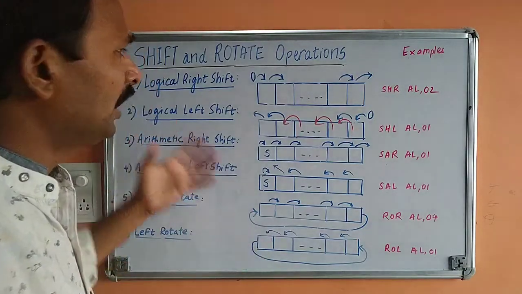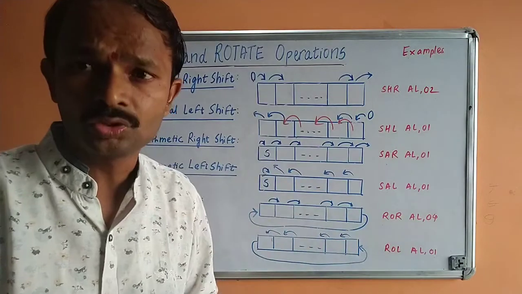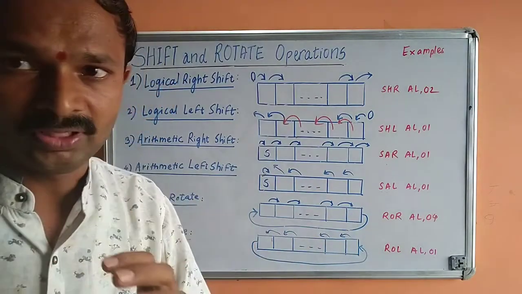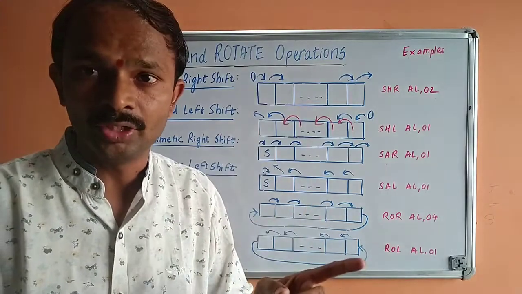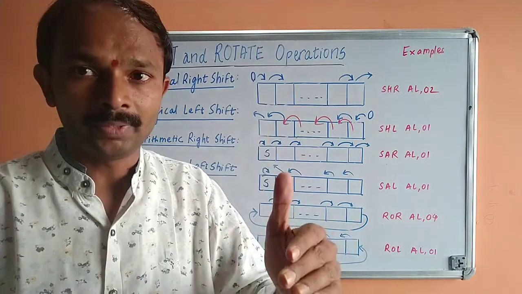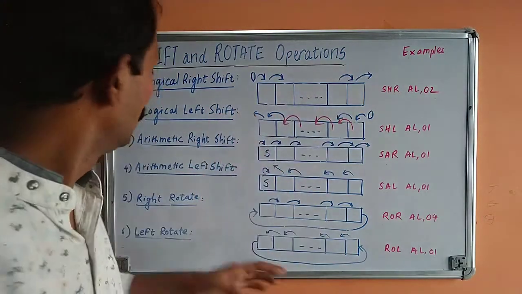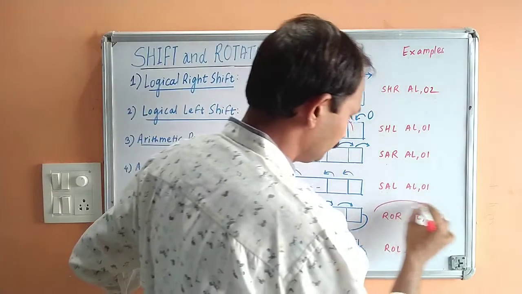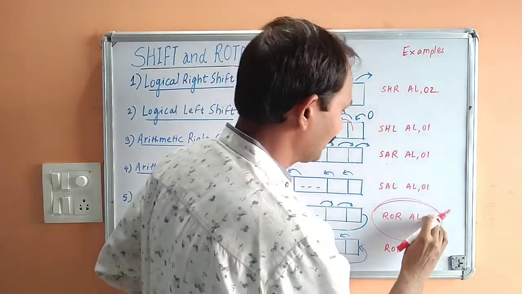Now see where these shifting and rotation operations are used. They are used for specific purposes. As we have studied the logical operations in the previous video, in continuation with the logical operations, we need to study these shift and rotate operations. Now let us take one example of ROR AL by 01 bit.